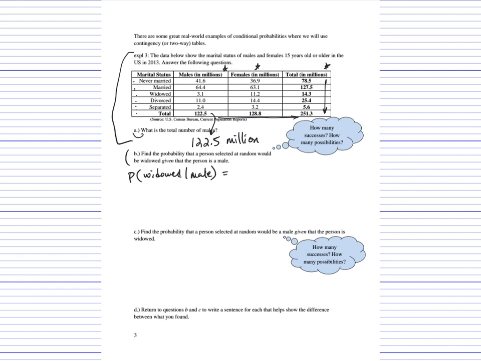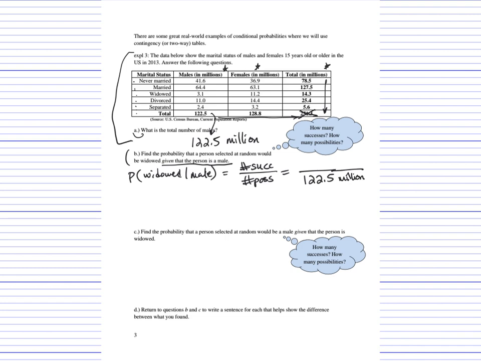Now, Part B says, find the probability that a person selected at random would be widowed given that they're male. And I'm going to write it like that. So here's what we're going to do. As always, number of successes over number of possibilities. Simply put, the number of possibilities is not the total 251.3 million because we are given that the person is a male. We know that this person came out of the 122.5 million, right? You could put million on there if you wanted.